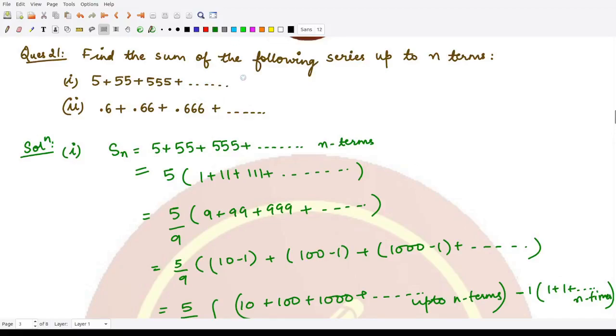In this video we have to solve this question, which states: find the sum of the following series up to n terms. In the first part we are given 5 plus 55 plus 555 and so on, and we have to find the sum up to the first n terms.